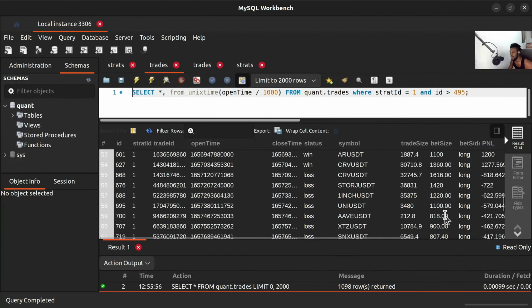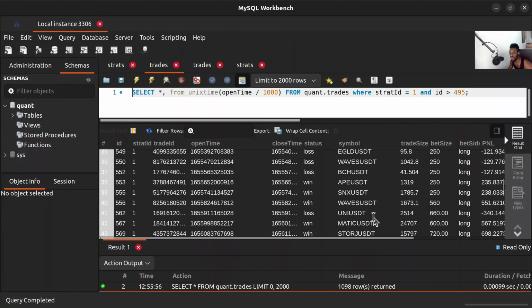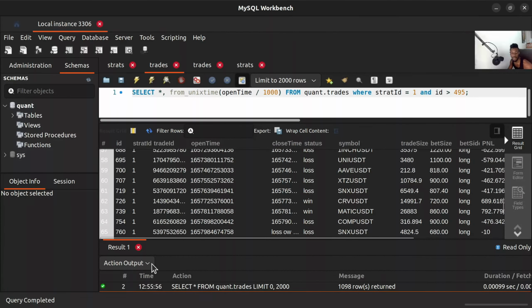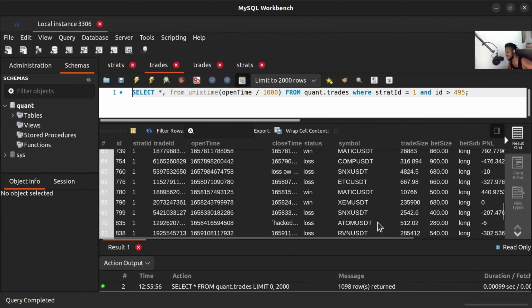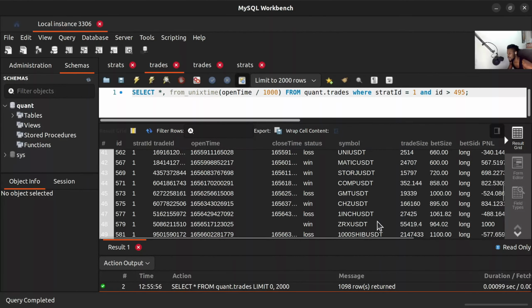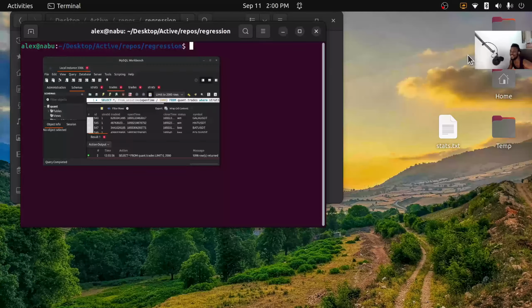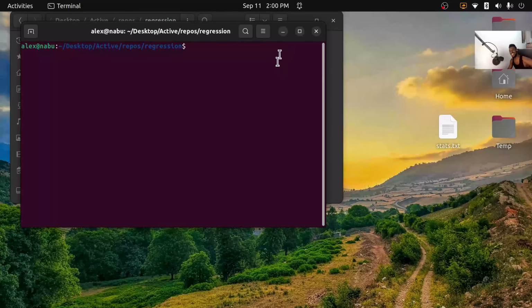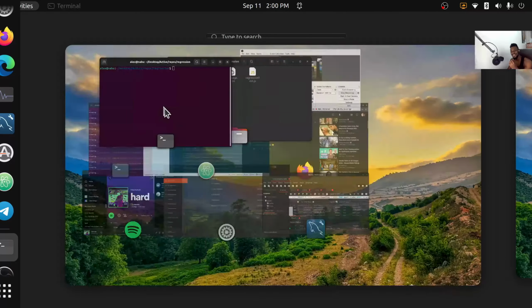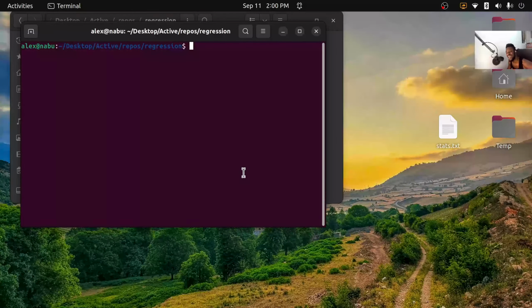You'll see here there are some trades from particularly bot one. I totally forgot what I was talking about, just totally forgot mid sentence.